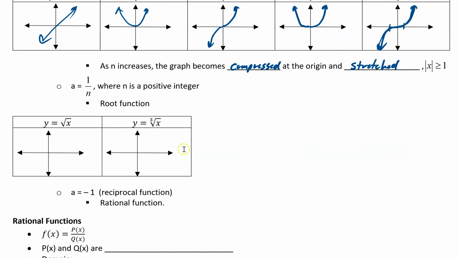All right. So a equals 1 over n. This is where n is a positive integer. What we are now getting is our root functions. So you're getting square roots, cube roots, fifth roots, and so on. This right here would be y equals x to the half, and this is y equals x to the 1/3. The graph of a square root we know looks like this, and the graph of a cube root looks just like the square root, but we also get to include the negatives, because over here is where we get undefined non-real values, so they do not show up.